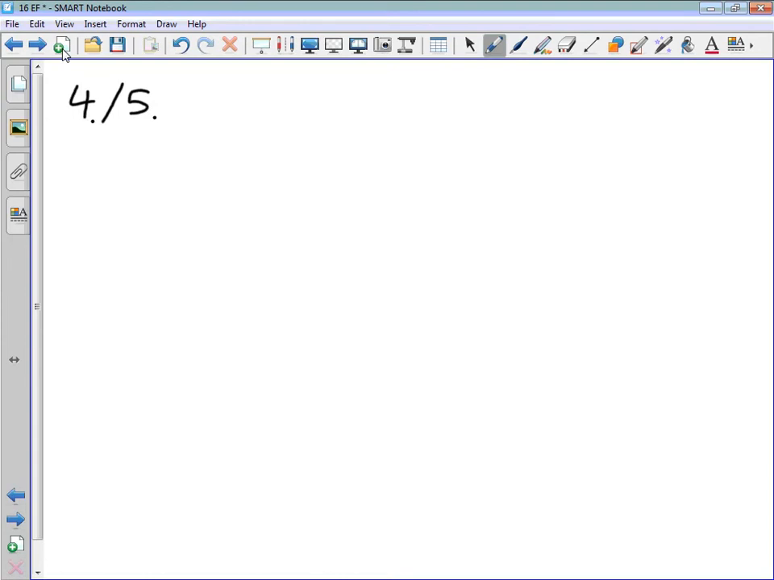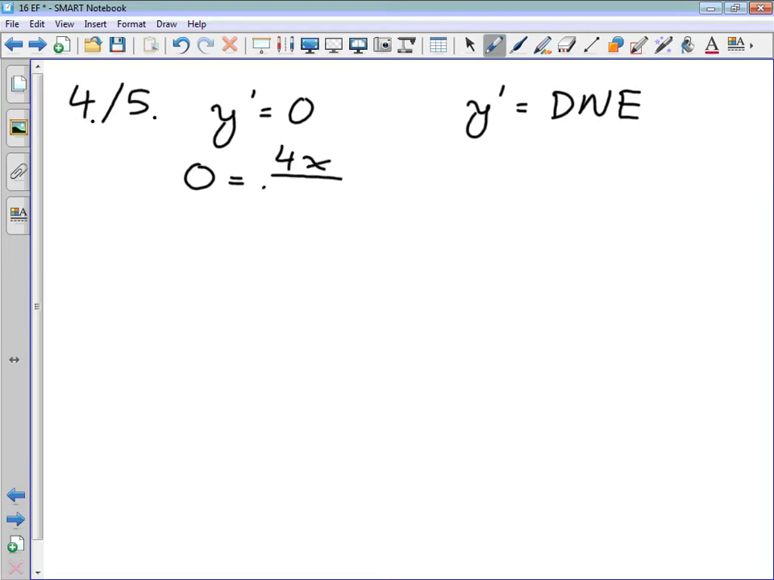What do you think? Yeah. Y prime equals 0. Y prime equals does not exist. We call these things our critical numbers, or our critical points. So let's see. If we set y prime equal to 0, we're going to have 0 equals 4x over (x squared plus 1) all squared. Okay. How do we solve something like this?